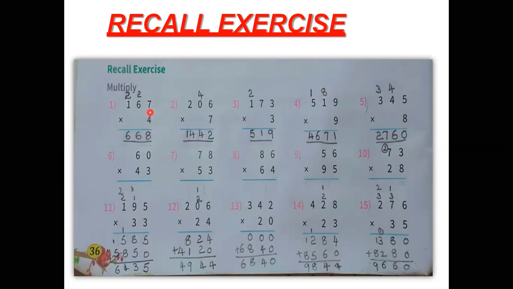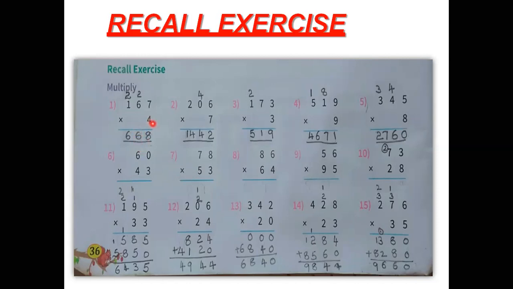4 sevens are 28. So 2 we will carry to the tens place and 8 we will write in the ones place. Now this 7 is over, now 4 into 6 you have to do. 4 sixes are 24, and what you have carried, that 2 also you have to add. So 24 plus 2, 26. Again 2 you have to carry to the hundreds place and 6 you should write in the tens place.